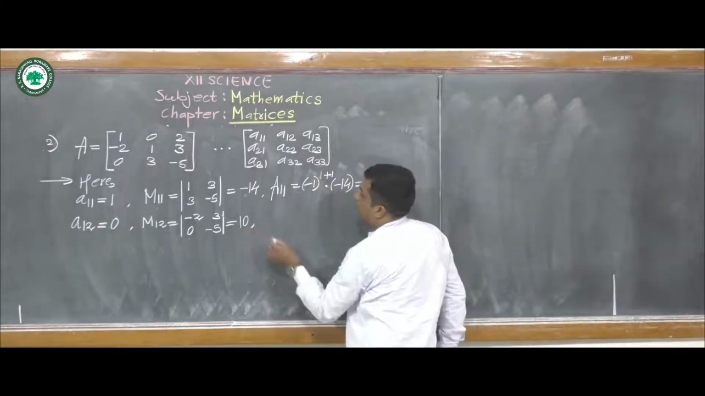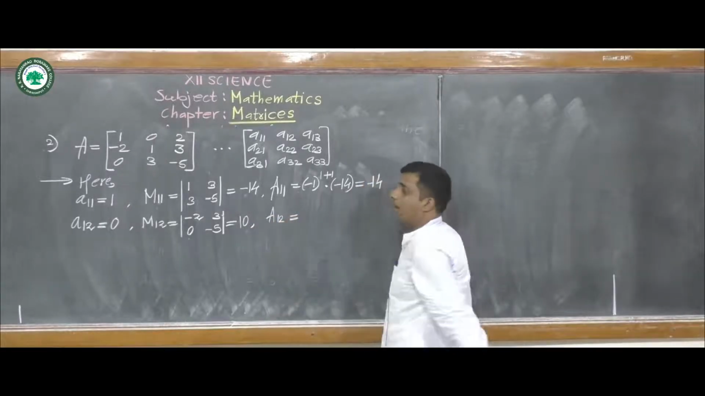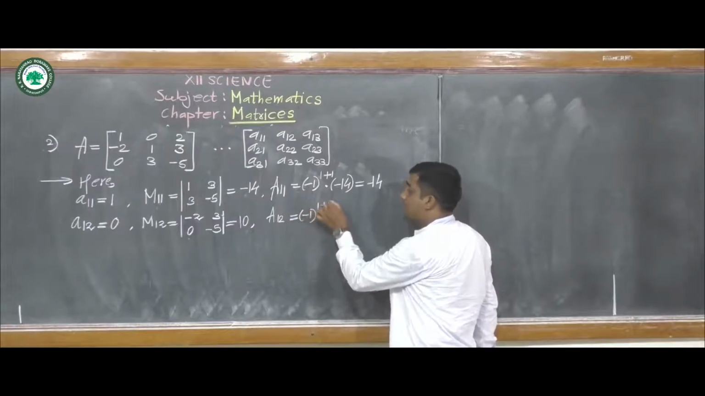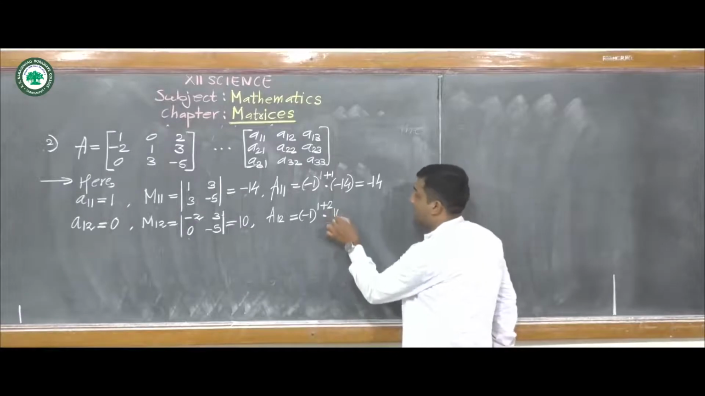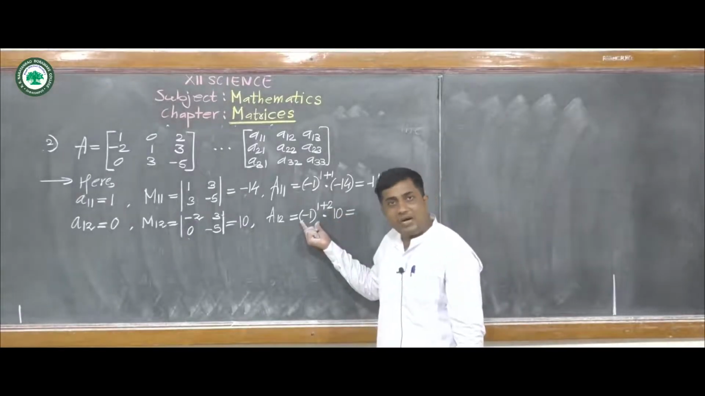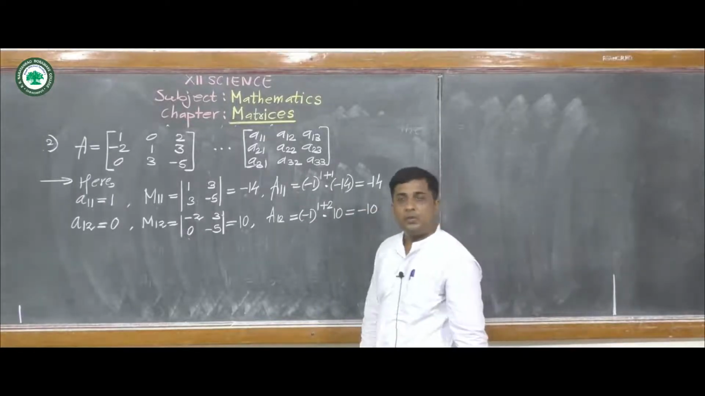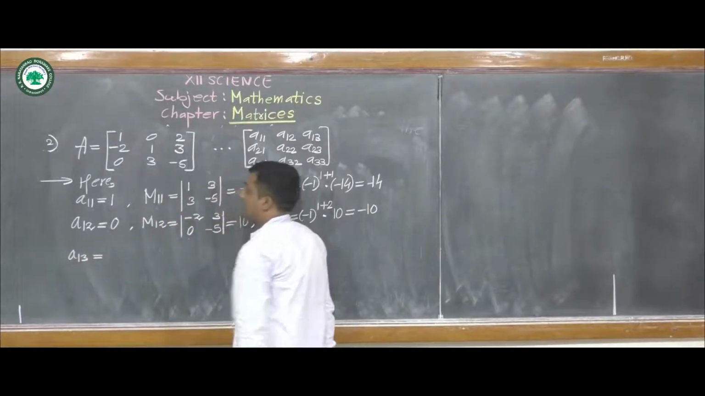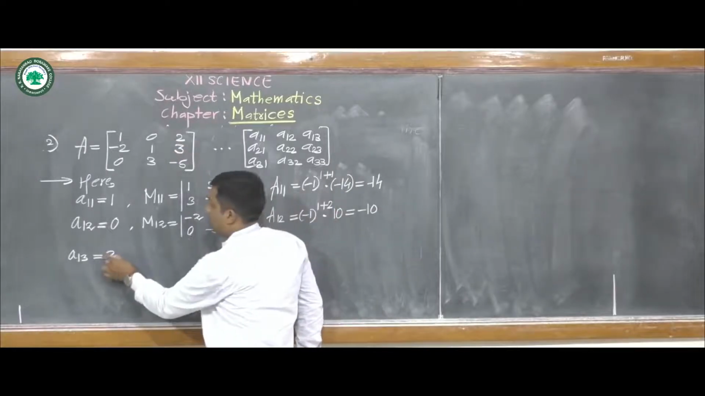Then the cofactor for this element, A12, is equal to minus 1 raised to 1 plus 2 into the minor of that element, which is 10. We know minus 1 cubed is minus 1. Minus 1 into 10 is minus 10. Next, the element is A13. Here A13 is 2. So this is equal to 2.